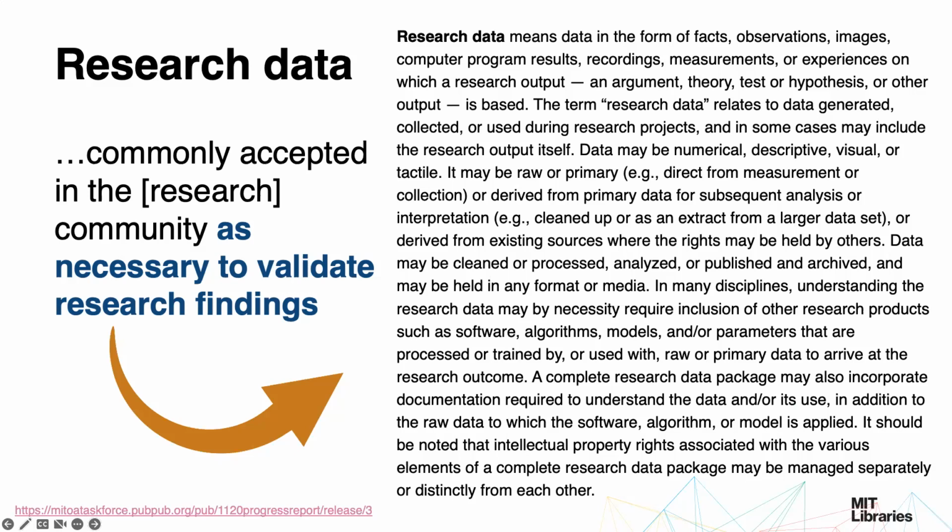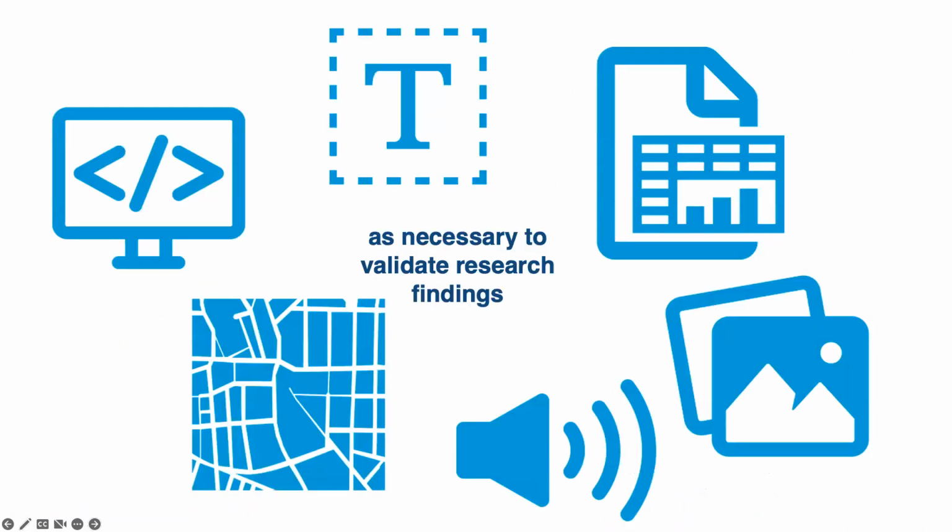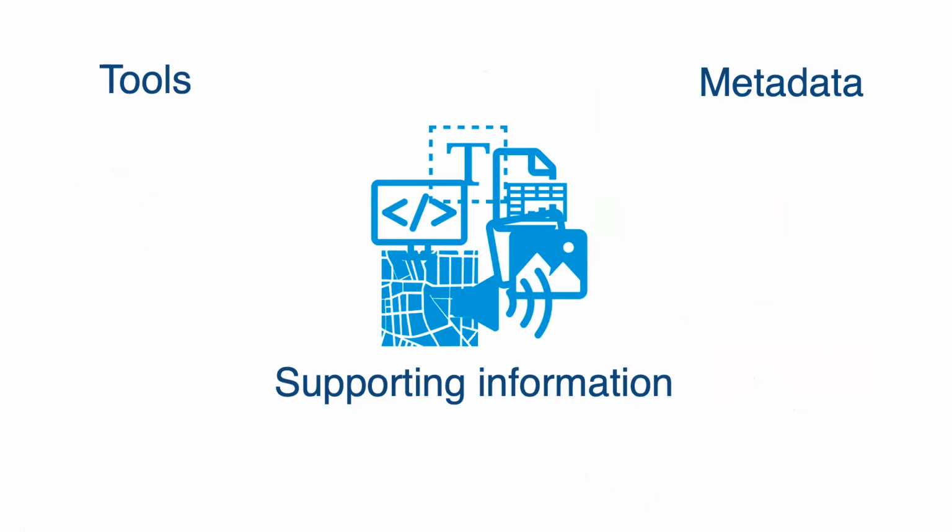And this definition in particular is taken from the MIT Open Access Task Force definition. So it's one that's loosely used around MIT as what it means when we're talking about research data. But it really comes to this idea of all of these things can be used to support those research findings, but they can't be used alone to support the research findings. So it's not just that table of structured data. It's not just that picture. It's not just that map. It's also all of those other pieces of supporting information that bring meaning to those pieces of data.